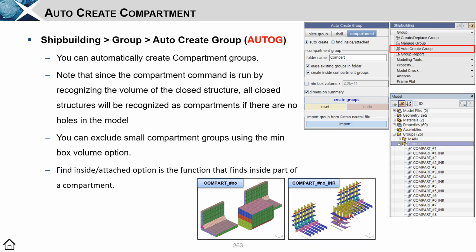You can automatically create compartment groups. Note that since the compartment command is run by recognizing the volume of the closed structure, all closed structures will be recognized as compartments if there are no holes in the model. Find Inside Attached option is the function that finds inside part of a compartment. Using min box volume, you can create compartment groups that exclude groups smaller than that.